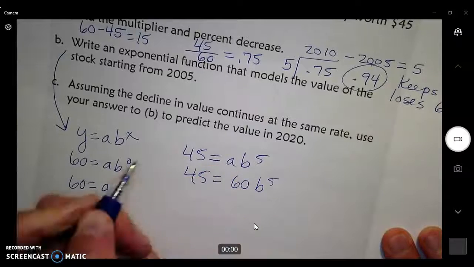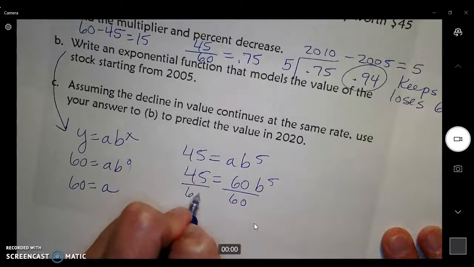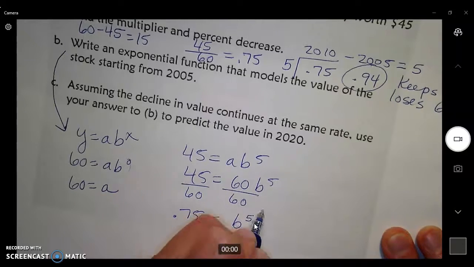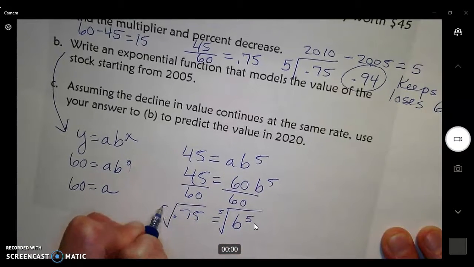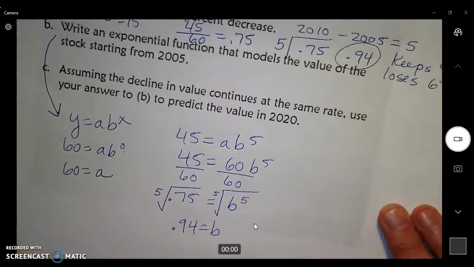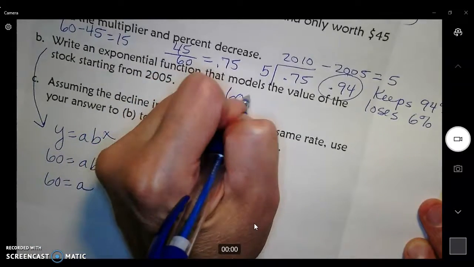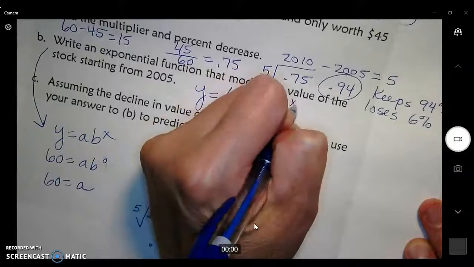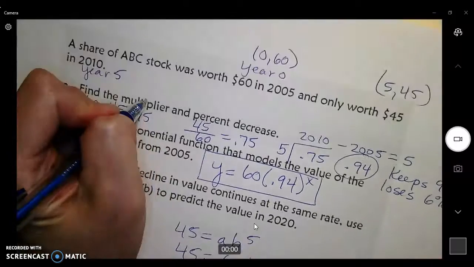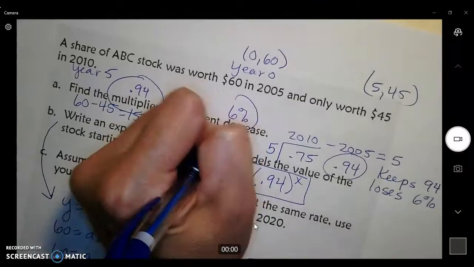I put my 60 in here. And what you're going to see happen here is you're going to start to see the same math that was actually done up here. So when I divide by 60, here comes the 0.75 equals b to the 5th, and then I need to fifth root it. And when you fifth root on your calculator, you end up with 0.94 for b. So my equation is y equals 60 times 0.94 to the x. So this is my multiplier. So my multiplier is 0.94. And my percent decrease is 6%.